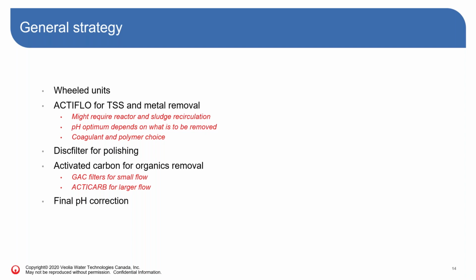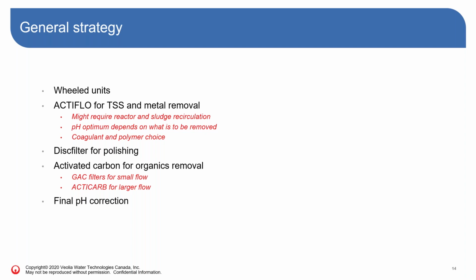Again, as I said earlier, we cannot really do biological reactors for those kinds of jobs. Activated biological treatment is usually big plants, and the kinetics are low because we're looking at small, temporary jobs, so it doesn't make sense. GAC filters, so granular activated carbon filters, work very well for small flow. We use ActiCarb, which is a combination of the ActiFlow with powdered activated carbon, for larger flow. That actually works very well.